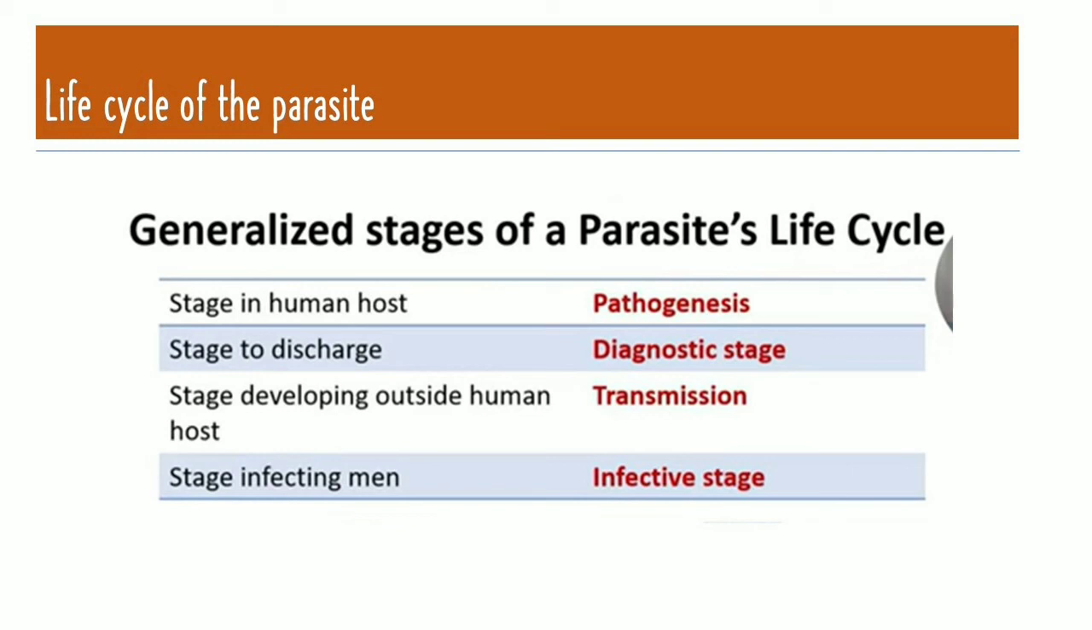So there are generalized stages of a parasite's life cycle. The stage in human hosts is called pathogenesis, where humans develop symptoms. And when the human hosts discharge the parasites from their infected body parts, we call it the diagnostic stage. Next, the stage of developing outside human hosts is called transmission, because once they are developed outside the human hosts, it means they will have the ability to infect another human. The last stage of the parasite's life cycle is the infective stage, where they can infect other human hosts.